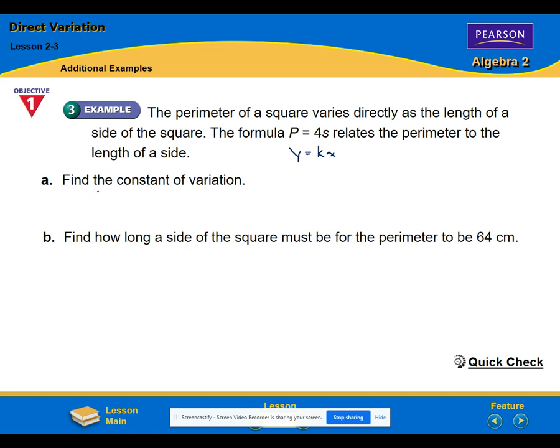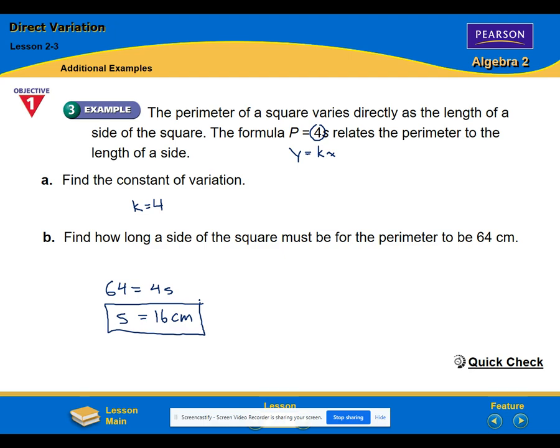So find the constant of variation. That's just a simple pick it out of the equation. It's 4. K is 4. And then find how long a side of the square must be for the perimeter to be 64. So we could take our equation, plug 64 in for P, and then just solve for s by dividing both sides by 4. The side is 16 centimeters. Okay? Now listen, all of that was nice.